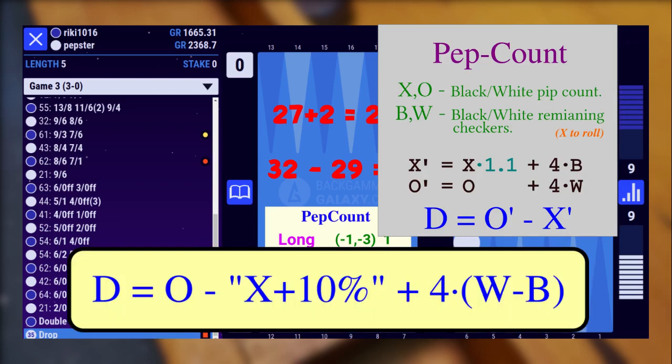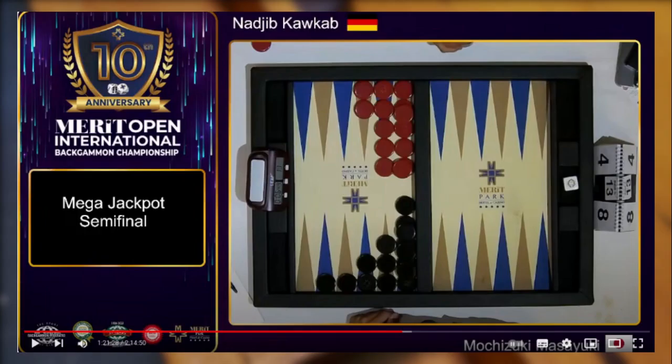And that's why Pep-Count is easier. The 10% gets added to the base pip count, not to the adjusted total, and so we can compute the base difference before dealing with the adjustment. And now, there is no need to multiply by 4 and add to each side. We adjust using the difference in the number of checkers. Much easier, which is not the case with the other methods. It's less easy over the board, but there's a trick.